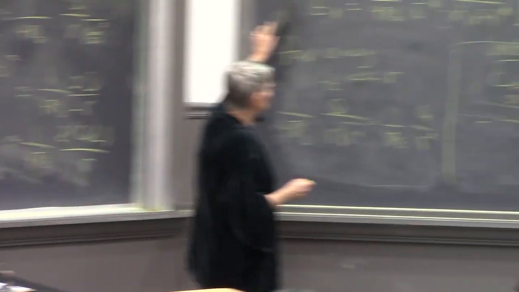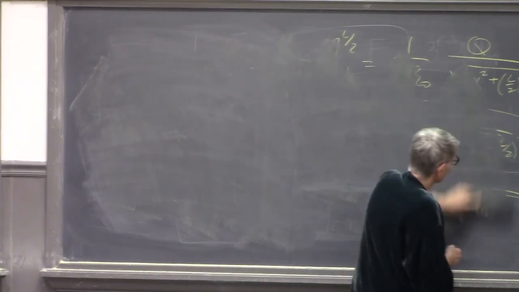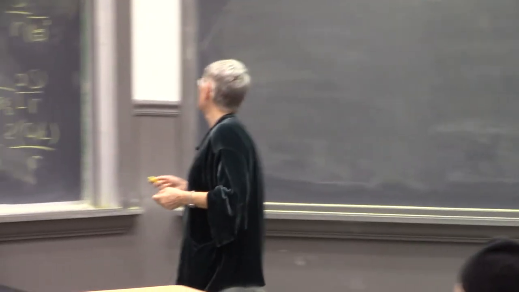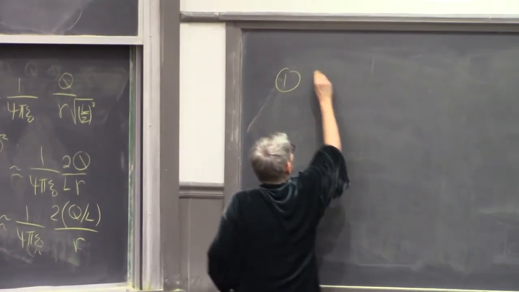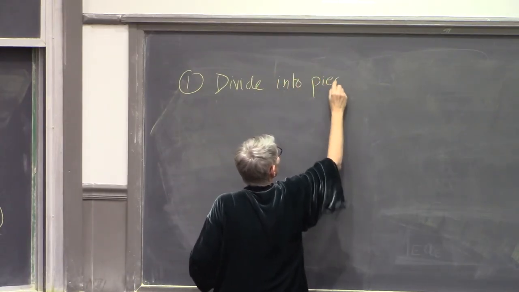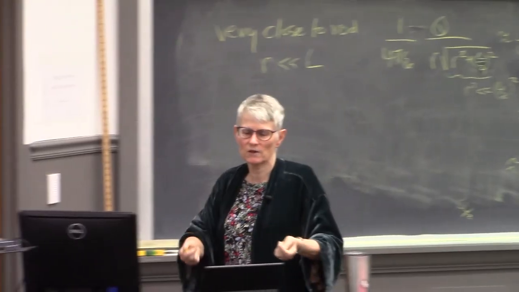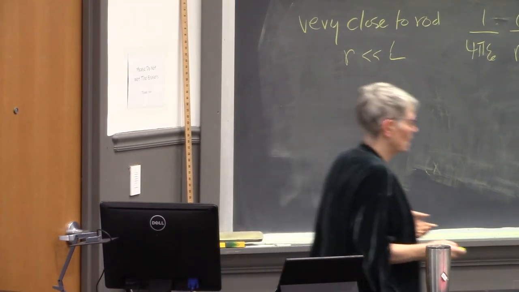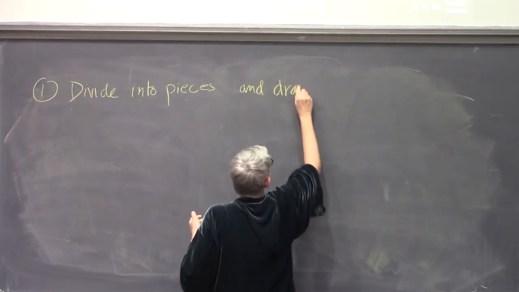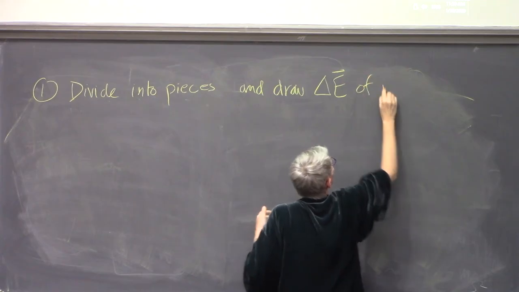What you're supposed to take away from this is a procedure for calculating the electric field for distributed charges, and we're going to practice doing this. So the first thing is that we divide our distribution into pieces. And this is what we're going to do whether we're doing it numerically with a computer or analytically. And what we're going to do is draw the contribution of a representative piece.